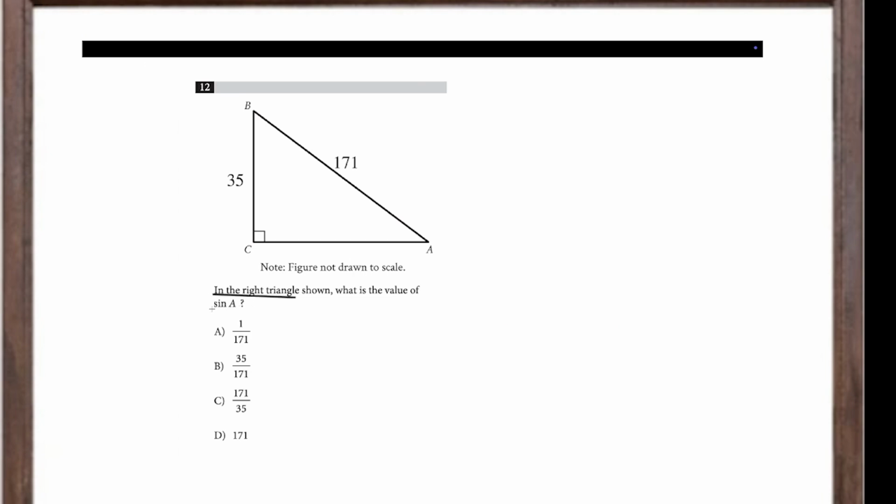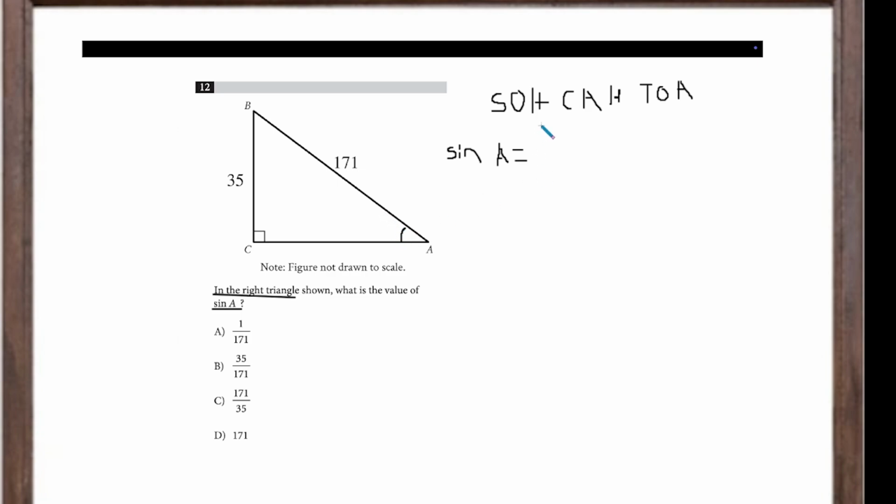So here we have a triangle problem. The question states, in the right triangle shown, what is the value of sine A? So I'm going to draw SOHCAHTOA quickly as we're dealing with trig ratios. Always remember, whenever we're dealing with trig ratios, you want to use SOHCAHTOA to help you remember what our trig ratios are. So I'm going to draw sine A is equal to opposite over hypotenuse. And that's what our trig ratio is for sine.